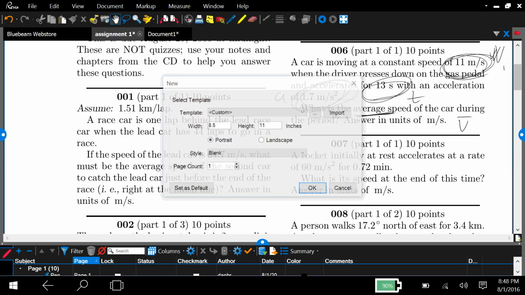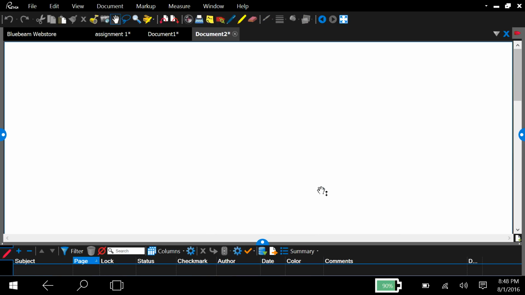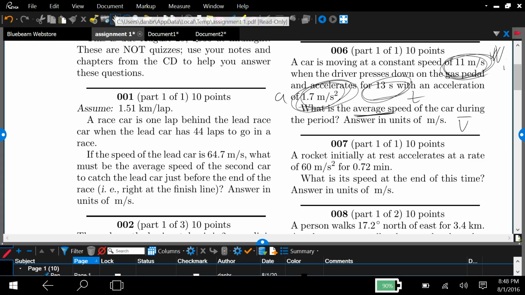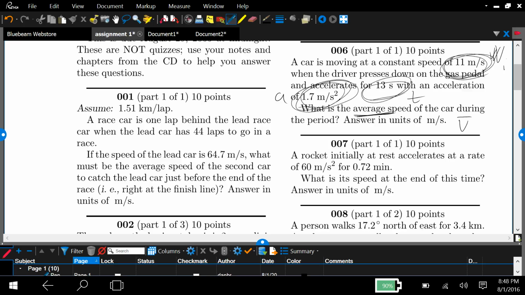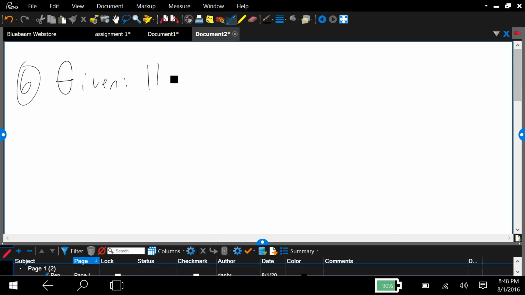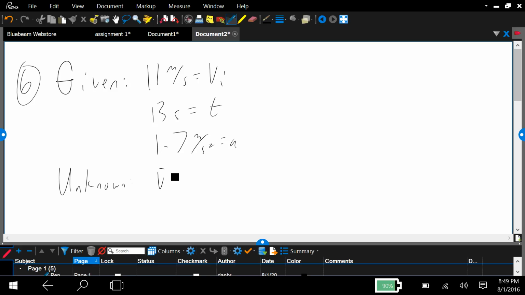Let me pop open a new page here. We are working number 6. Again, I want to make a note of my given variables and numbers: 11 meters per second, 13 seconds, and, if I remember right, 1.7 meters per second squared is my acceleration. The unknown in the problem is my average or constant velocity.